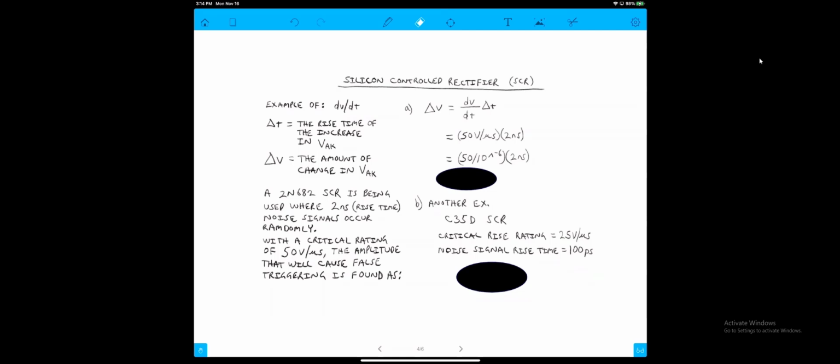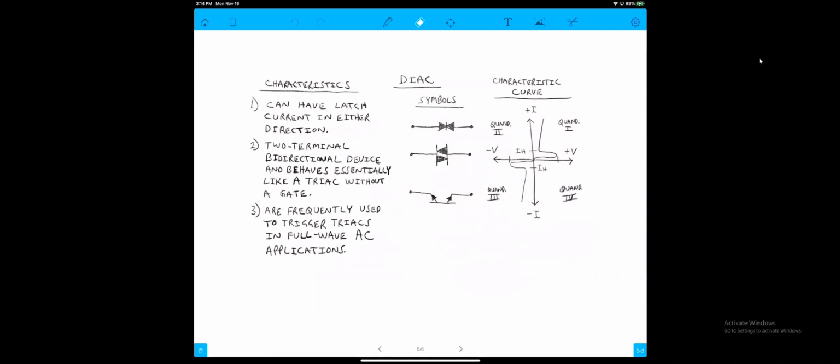Okay, the rest of this is pretty much information. Now we're looking at DIACs. That was SCRs. These are the characteristics of a DIAC. The DIAC can have a latch current in either direction. Remember, the SCR only conducted on one side, but with a DIAC we can conduct in both directions. That's why we refer to this as a two-terminal bidirectional device.